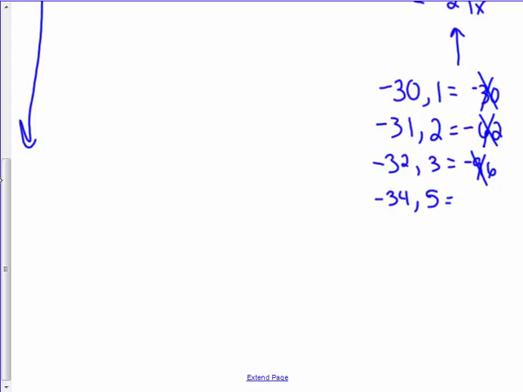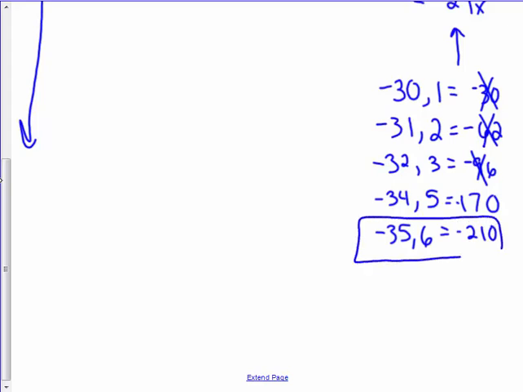So negative 34 and 5 is still negative 29. But when I multiply them, I get negative 170. All right, we're getting closer here to our negative 210. If I try negative 35 and 6, when I multiply them, yeah, I get negative 210. So notice, negative 35 and 6 will add to negative 29 and multiply to negative 210.